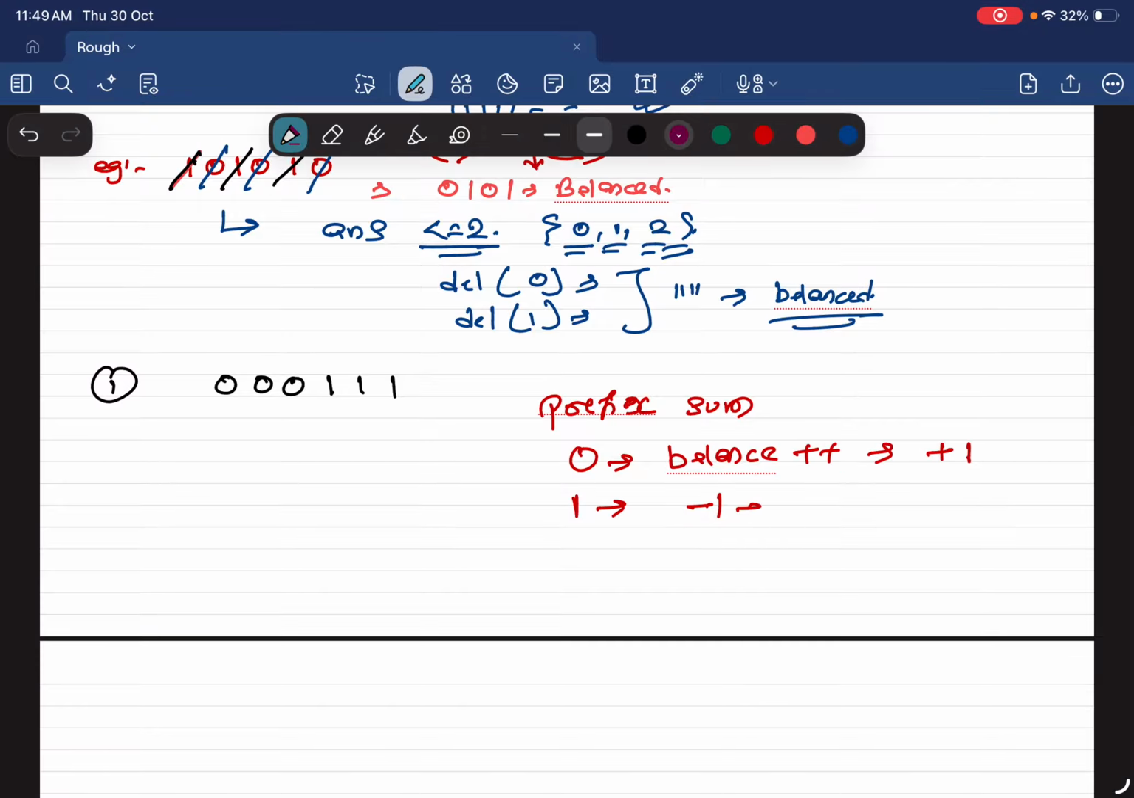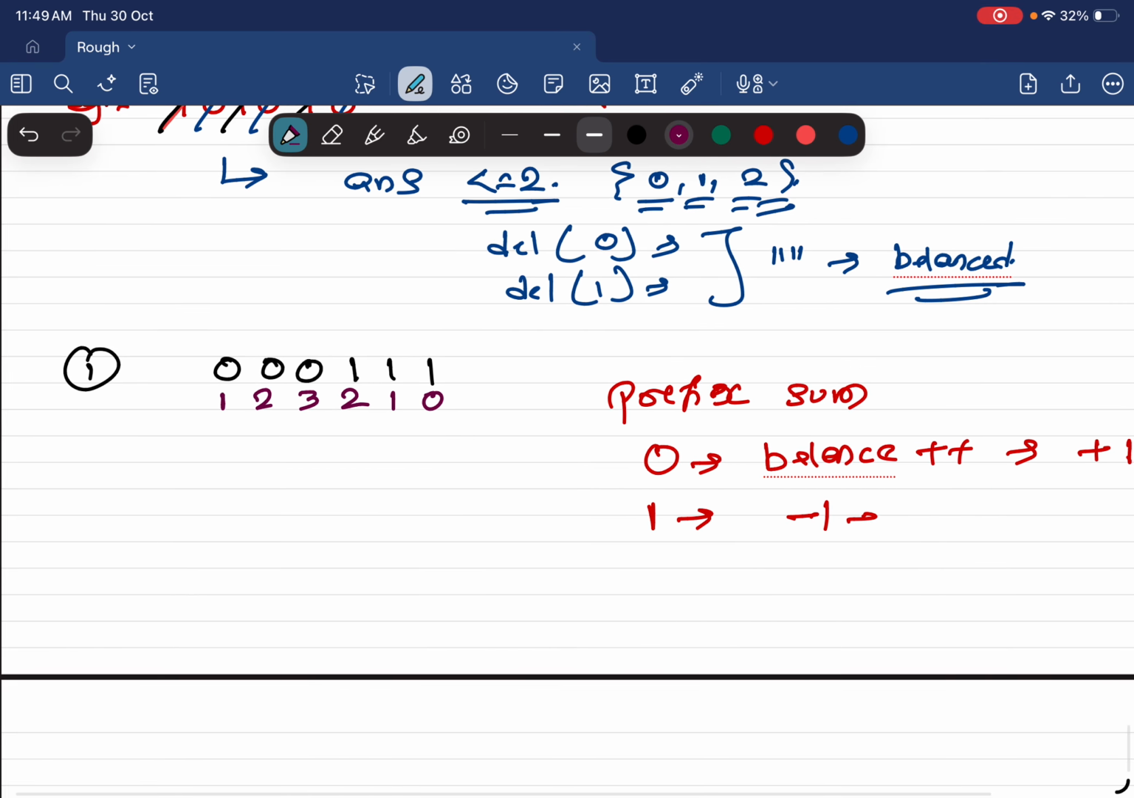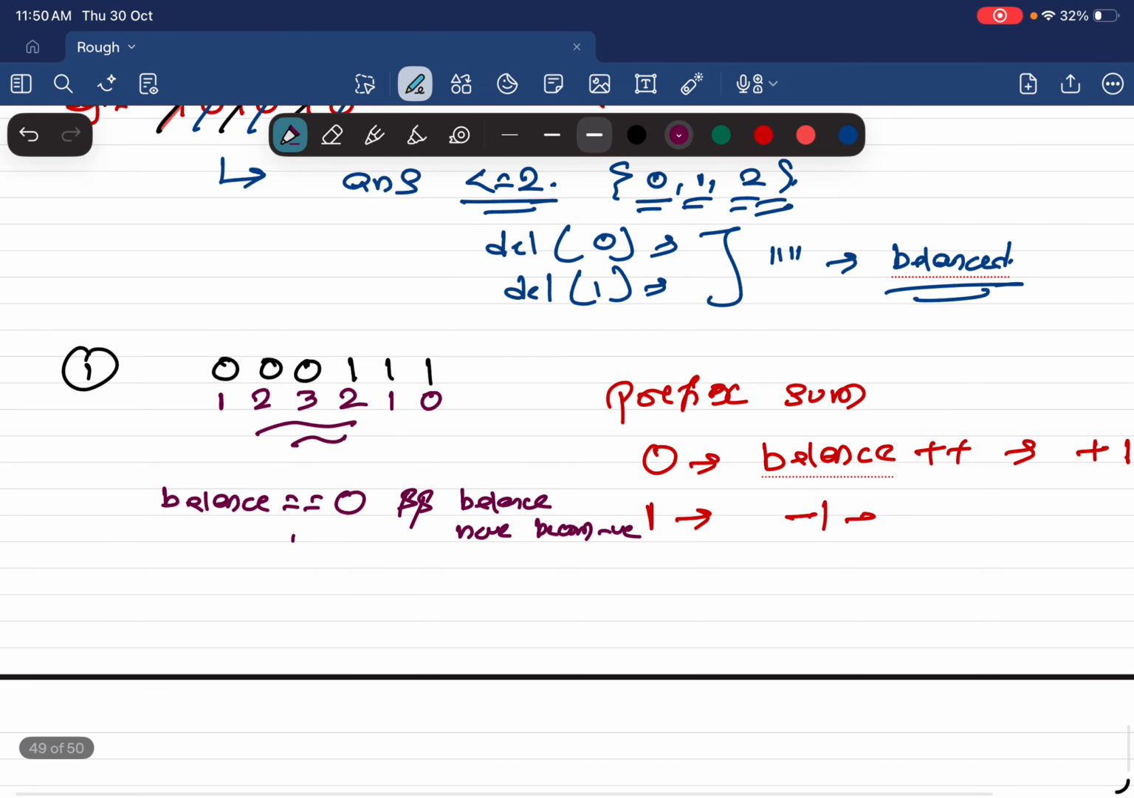So when you get 0, you do 1, 2, 3, then for 1 you subtract 1: 2, 1, 0, right? So as of now, if you see, your balance is 0 at the end, and you nowhere hit negative. The balance never became negative, so your answer will be 0. Nothing is required.